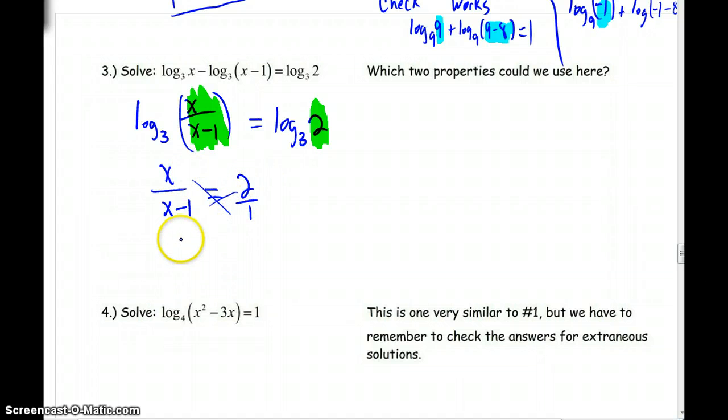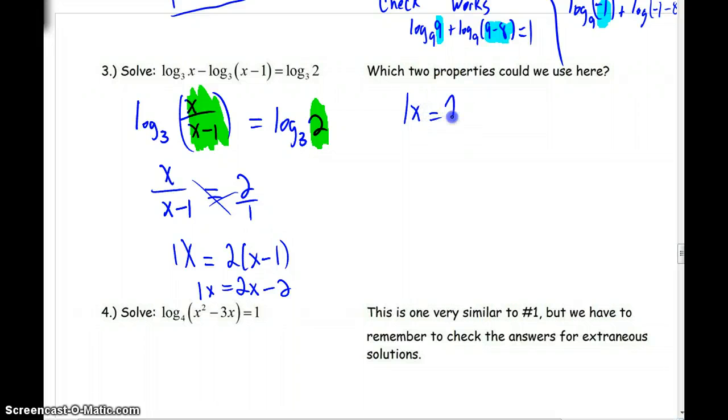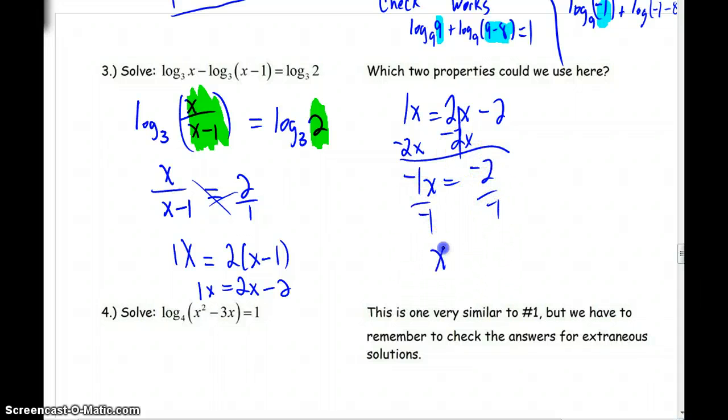We can cross multiply real quickly. We get 1x is equal to 2 times x minus 1. This would be 2x minus 2. Well, we could continue. Let me recopy it up here. I'm going to subtract a 2x from both sides. 1x minus 2x is a -1x. Divide by -1, and you'll get x is equal to 2.